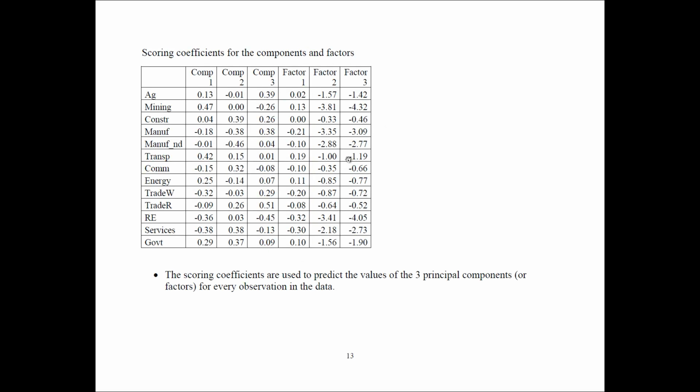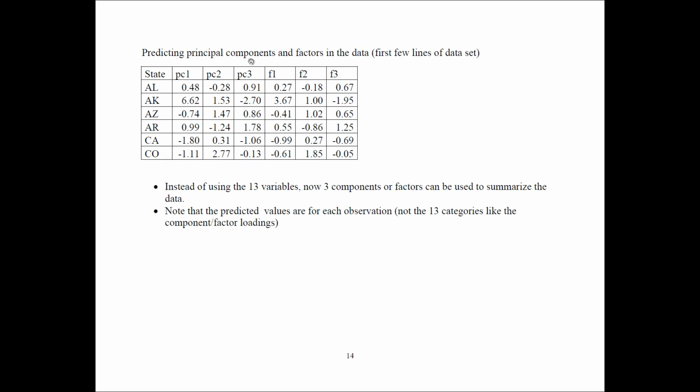Okay, so another thing that we can do is called scoring coefficients for the components or the factors, and I put them here for the first three components and the first three factors. And these coefficients are used to predict the values of the three principal components, or the factors, for every observation in the data, using the formulas that we talked about in the previous video. And so once you use these scoring coefficients, we can actually predict the three principal components in the data. So this is how the data looks.